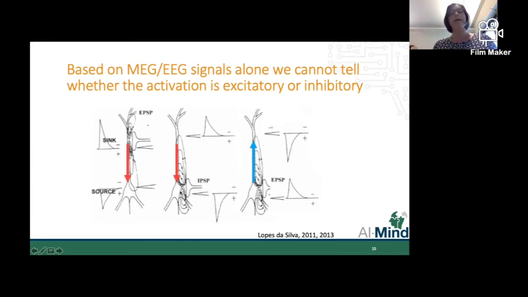Now the inhibitory synapse will cause neural currents of opposite polarity at the soma, and the net result will be the same within the cell, currents flowing towards the soma. And again, if we have an excitatory synapse at the soma, the currents will be flowing in the opposite direction. So it's not so simple to tell what type of synaptic signal we are measuring with MEG and EEG.